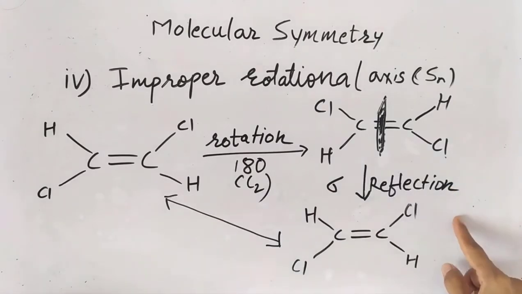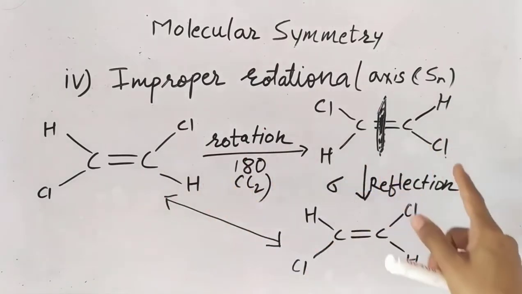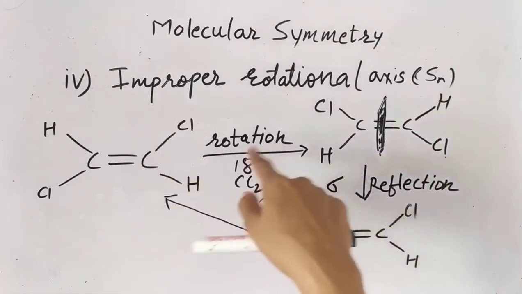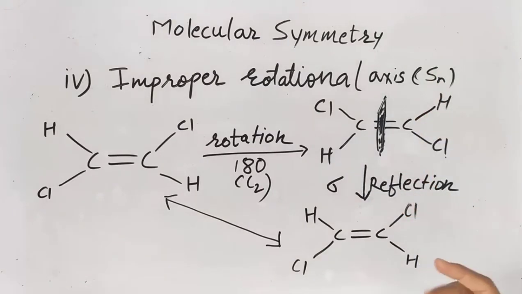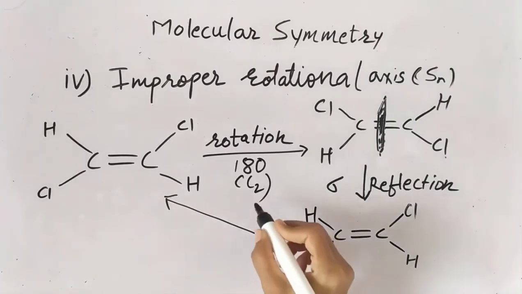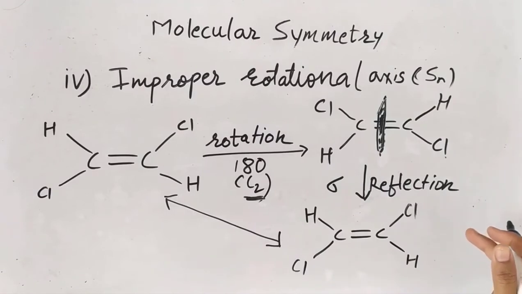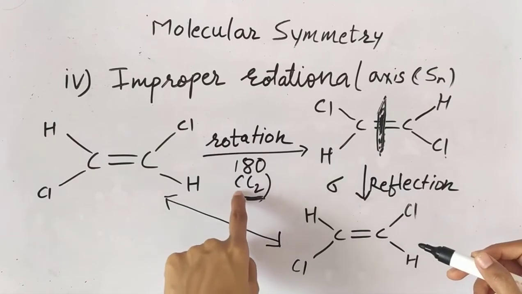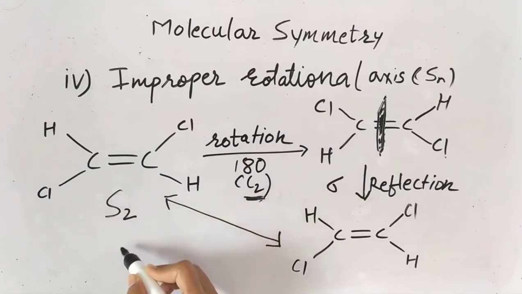So if a molecule needs rotation followed by reflection to get the original image, then that molecule is said to possess the improper axis of rotation, which is indicated by Sn. And whatever the fold of rotation is, that becomes the fold of rotation for the improper rotational axis also. So in the rotation operation, you have rotated it by two-fold rotation. Hence, this molecule is said to possess the S2 symmetry element.